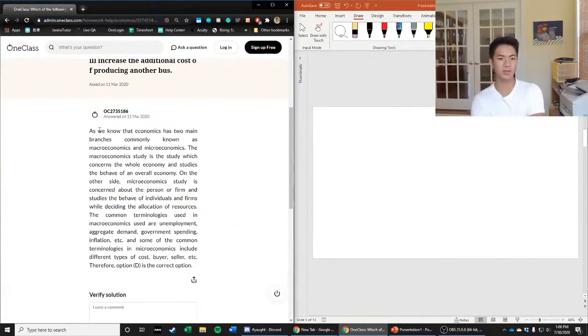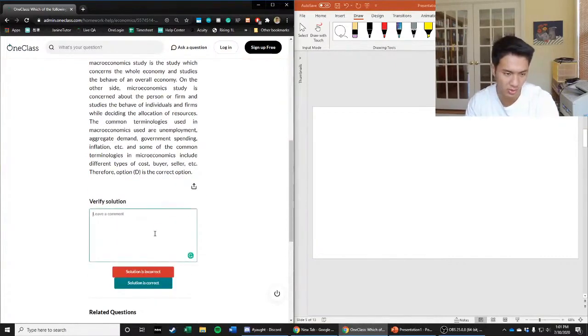And the previous tutor said, as we know, economics has two main branches, commonly known as macro and microeconomics. Macroeconomics is a study which concerns the whole economy and studies the behavior of an overall economy. On the other side, microeconomics is concerned about the person or firm and studies the behavior of individuals and firms while deciding the allocation of resources. Common terminologies used in macroeconomics are unemployment, aggregate demand, government spending, and inflation. And common terminologies in micro include different types of costs, buyers, and sellers. Therefore, option D is the correct answer.